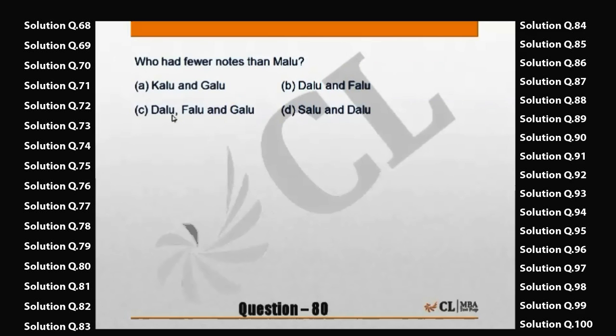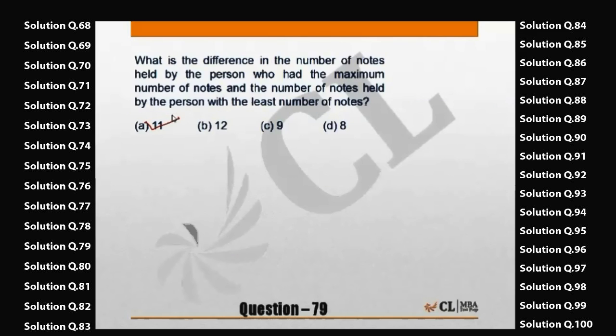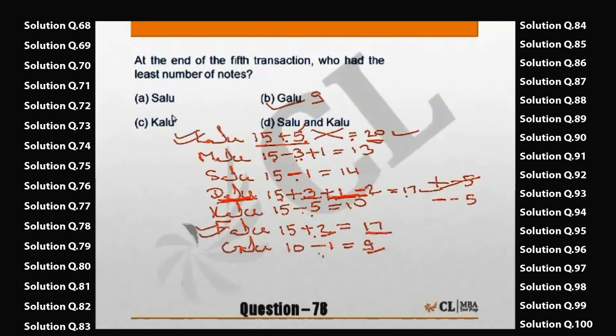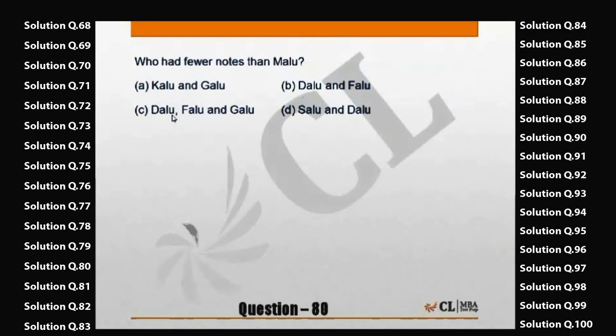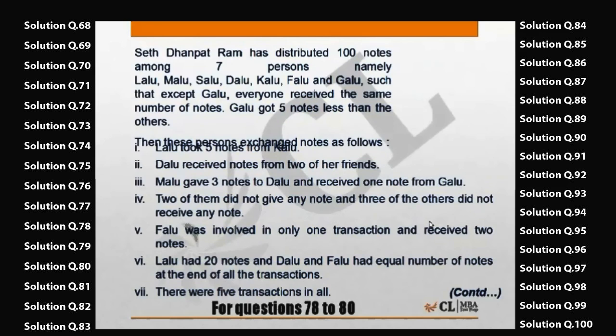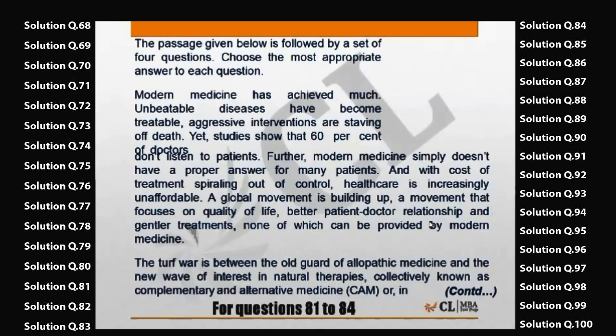Next, who had fewer notes than Malu? If we refer to the place where we had done all the scribbling, those two people who received fewer notes than Malu, so Malu had received 13, and there are two people who received less than 13. One is Kalu, who received 10, and Galu, who received 9. So Kalu and Galu is your answer, which is your choice number A.